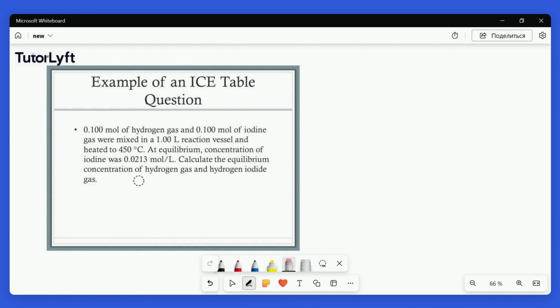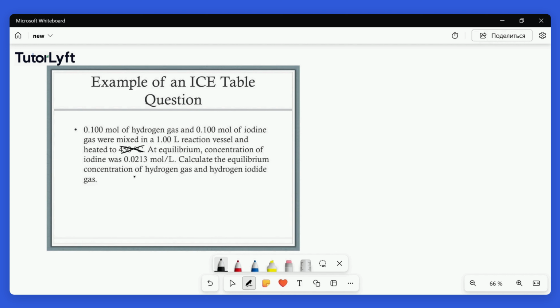And in this example, you can see that what's given to you is moles of hydrogen gas and iodine gas, which is H2 and I2. And with the same logic, just go over the whole question and write out what's given. 1-liter vessel, so it's volume. Temperature, honestly, in questions like ICE table questions, is not that important. So I can even cross it out. But remember, only in ICE table questions.